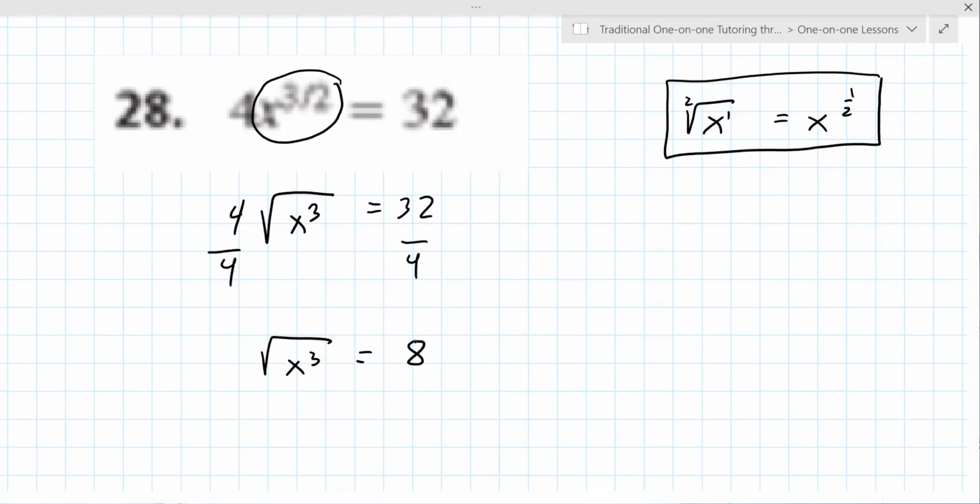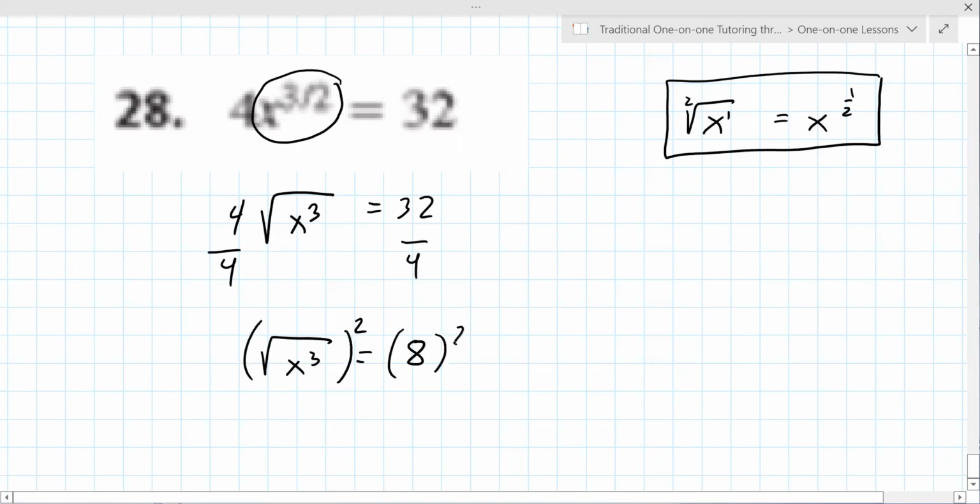So then you cube both sides. And you want to get rid of the square root first. The cube is here. Right. Yeah, so that's why I think doing it this way helps, because you see the order. So x cubed equals 64.